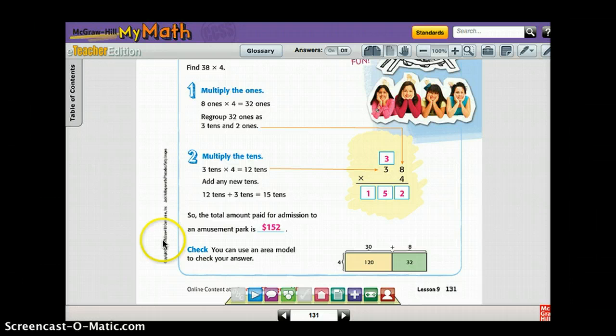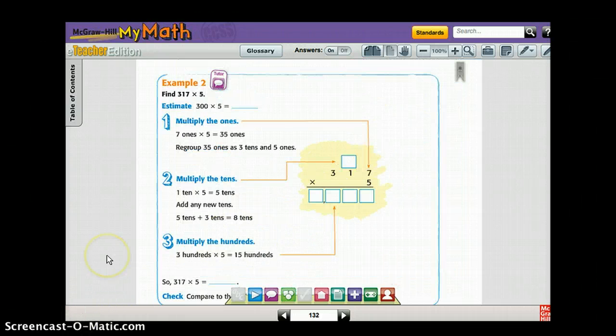Here's an important step at the bottom, check. You can check your answer using the area model. So if you remember area model, if we have that 38, we're going to break it apart into 30 plus 8 times 4. So we'll do 4 times 30, which, remember that power of 10, 4 times 3 is 12. We can put that 0 on the end, 120. 4 times 8 is 32. If we add 120 plus 32, we get 152. So we were correct.